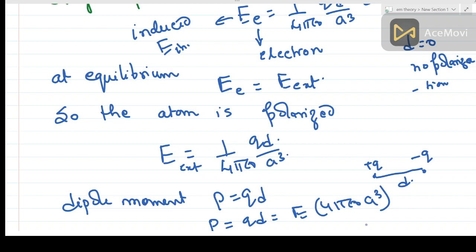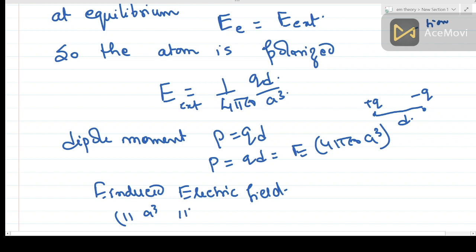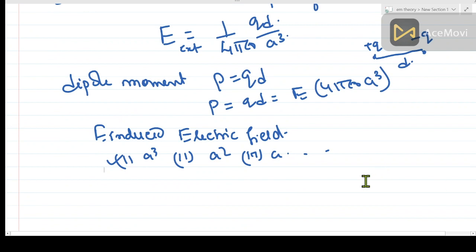This question is asked in many competitive exams as an objective question: what is the dependence of the induced electric field on the radius, a cube, a square, a, and so on. If you know this, you can at once choose the correct option, which is a cube, the cube of the radius of the sphere. So this is the polarization. This is the dipole. So what is polarization? Polarization means it is the dipole.